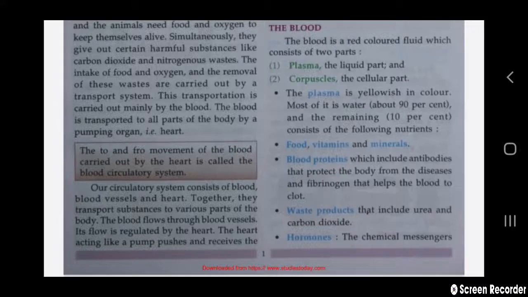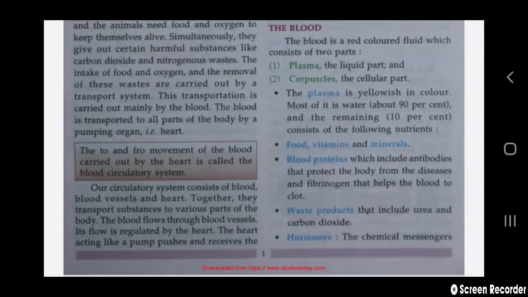Blood consists of two parts. One is plasma, the liquid part. After an injury, it covers our skin so that blood clotting happens there. Plasma makes it clot so that more blood does not go out. Next, corpuscles, which are the cellular part of our blood.